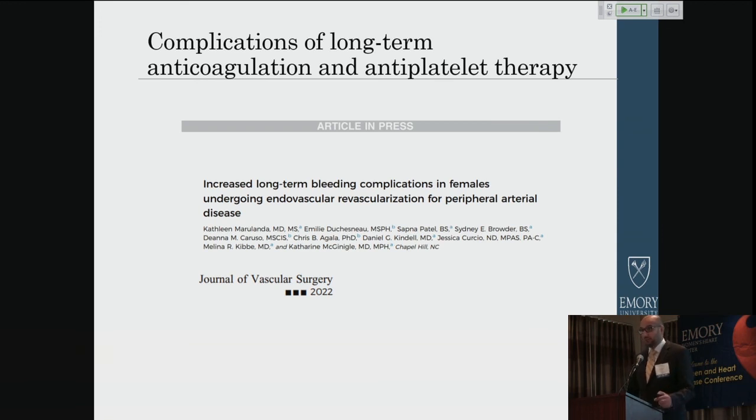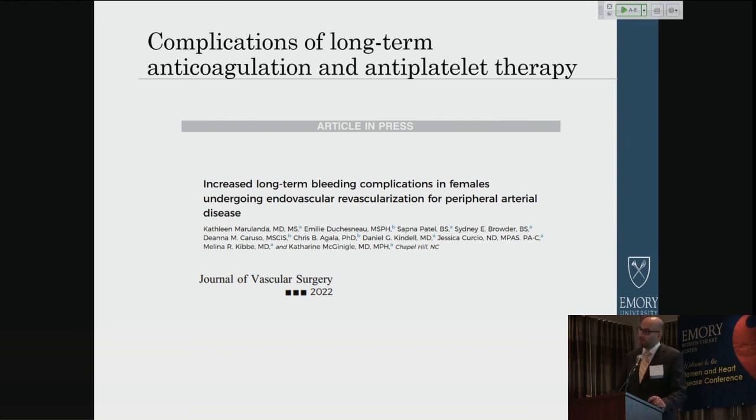Another thing is, we used to give just aspirin, then we moved towards giving dual antiplatelet therapy to all of our patients, and now we're adding Xarelto or other anticoagulants for risk factor reduction. So it's important to look at where we stand there. This is still in press, but it's important to see that the long-term bleeding events in patients with peripheral arterial disease is higher in females, and that looks at all causes of bleeding.